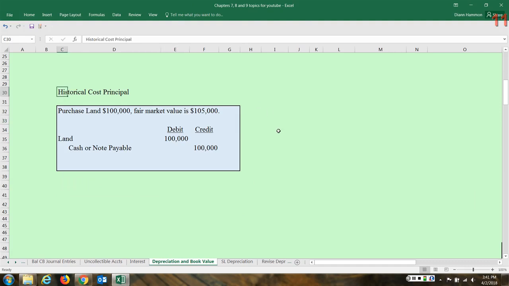Here we have the historical cost principle. Remember, this is one of our generally accepted accounting principles. So an example, a purchase of land by a company for $100,000. Fair value of the land is $105,000. How do we book it? How do we prepare that journal entry? Well, we're going to debit land for what was actually paid for the land, $100,000, and then we would credit cash if this asset was paid for straight out by check or cash, or if it's financed, then we're going to record a note payable for the $100,000.